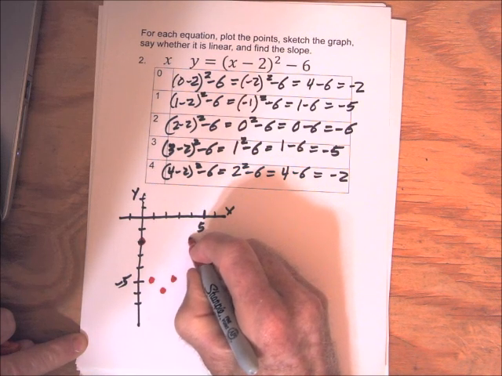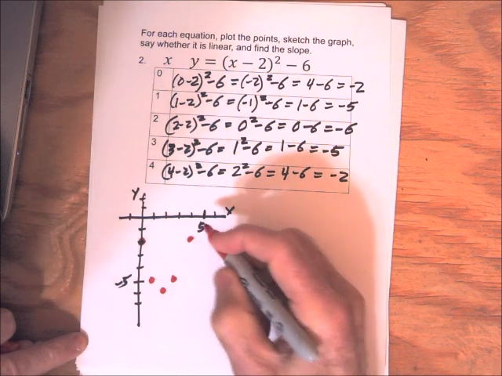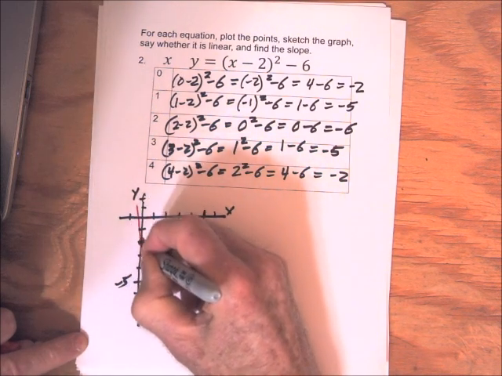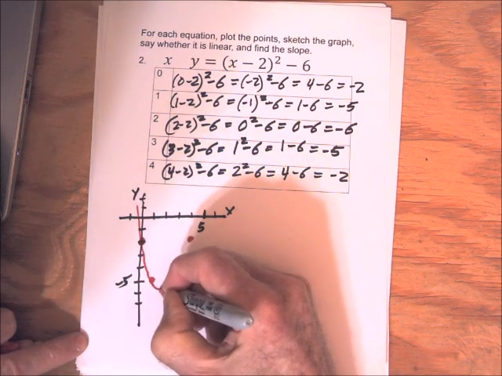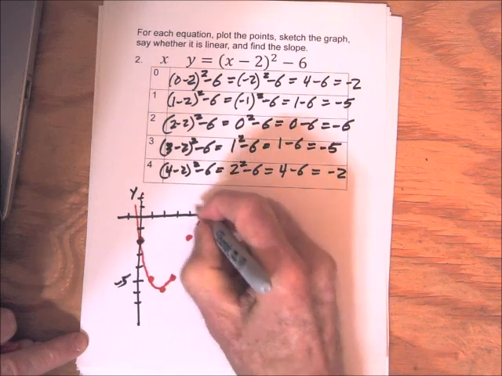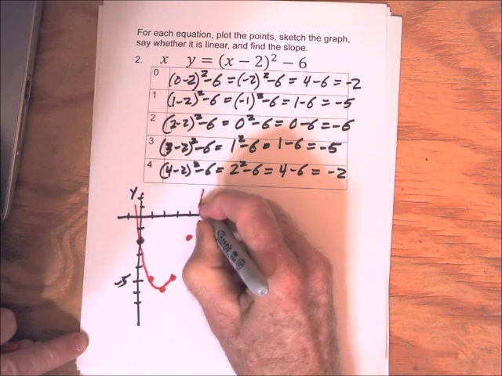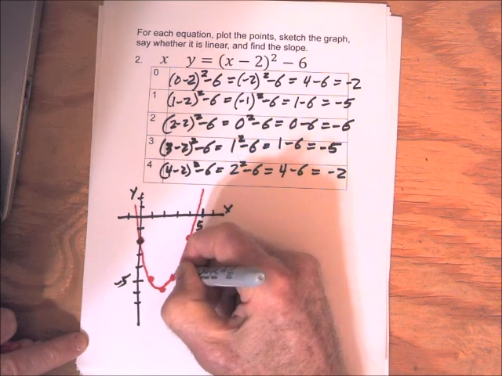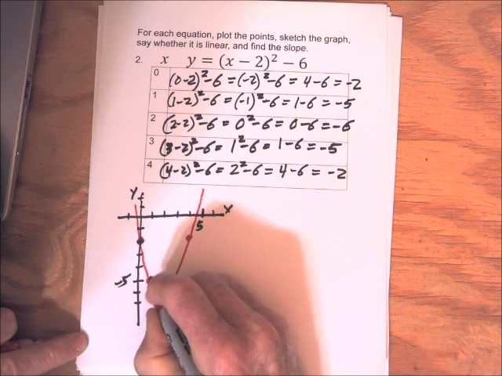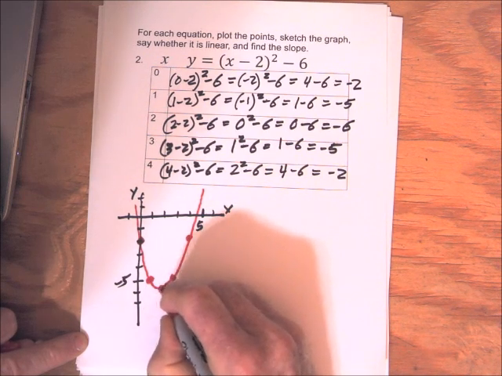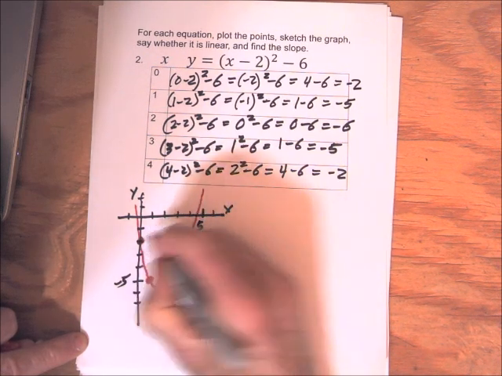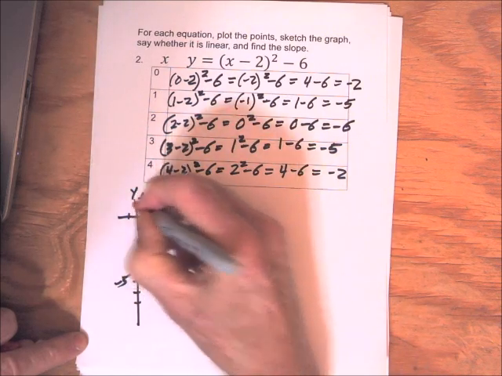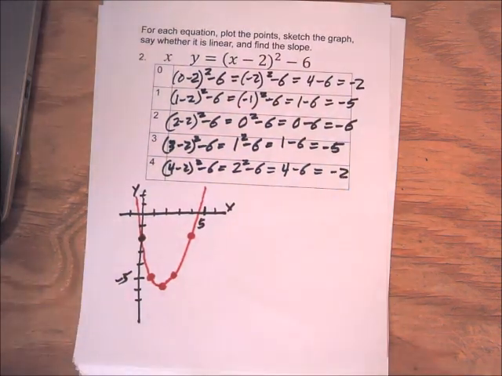Now these do not appear to be on the same straight line. Let's connect the dots here. By connecting the dots, we get also the fractions and decimals and points in between without having to compute them. Okay, so here's our graph, and it doesn't appear to be a straight line, so it's not linear.